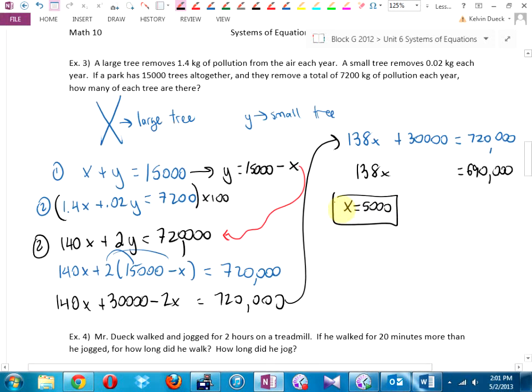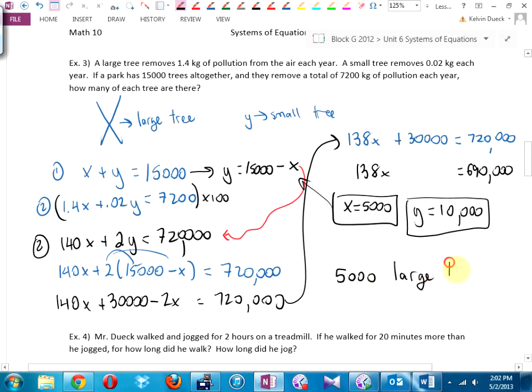Jordan, how'd you get that? Or subtraction, depending, right? You could stick it right into there. Y equals 5,000 large trees, 10,000.